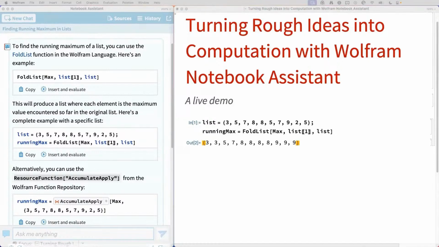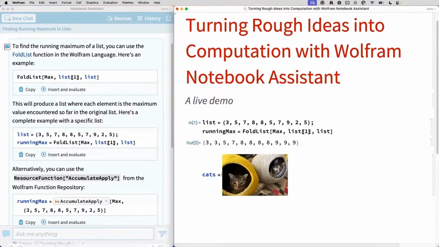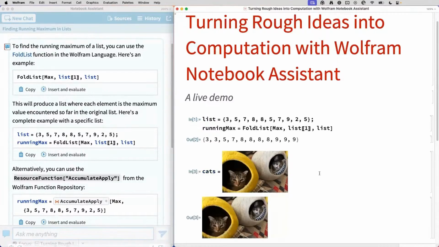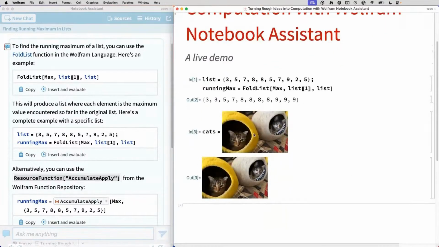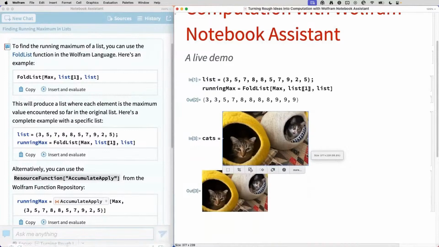Maybe we have an image in our notebook. So let's say we've got some cats. We'll just call it that. If you're new to Wolfram Notebooks, for reference, you can just copy and paste images right in here. You can also use the import function or drag and drop things from your file explorer. All of that stuff just works transparently. And once it's in the notebook, it's a fully computable object that you can do whatever you want with.